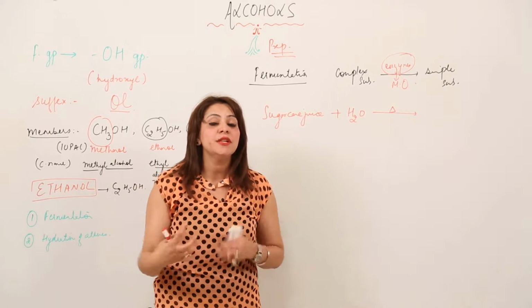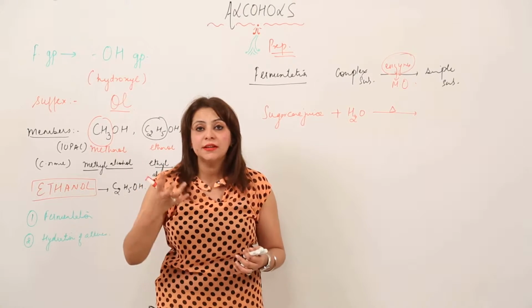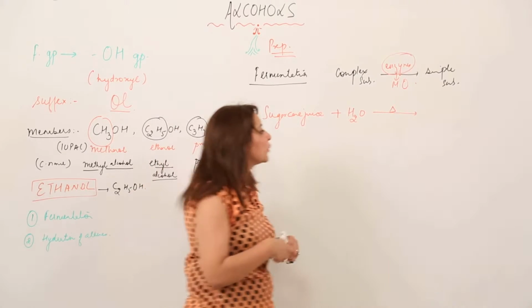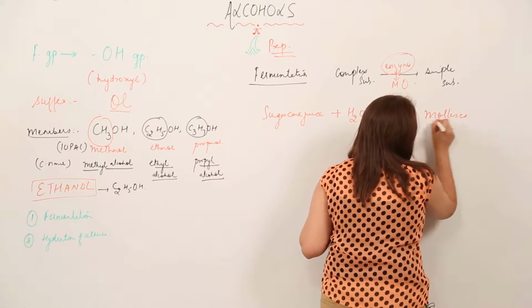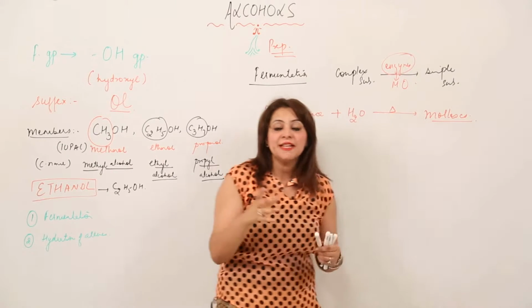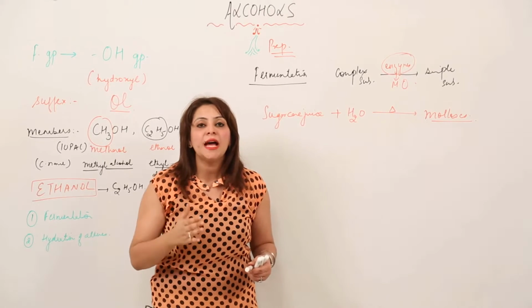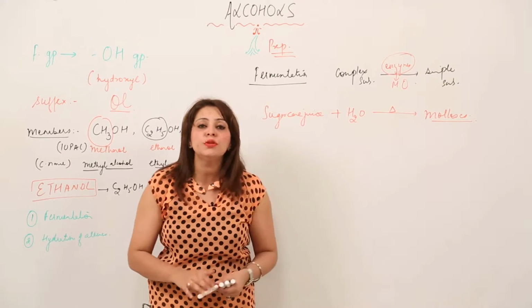So after heating, what are you going to get? Obviously you are going to get a sweet liquid that is called molasses. So what do we get? It is molasses. That sweet, thick, viscous liquid is called molasses, which we obtain after heating the mixture of sugarcane juice and water.